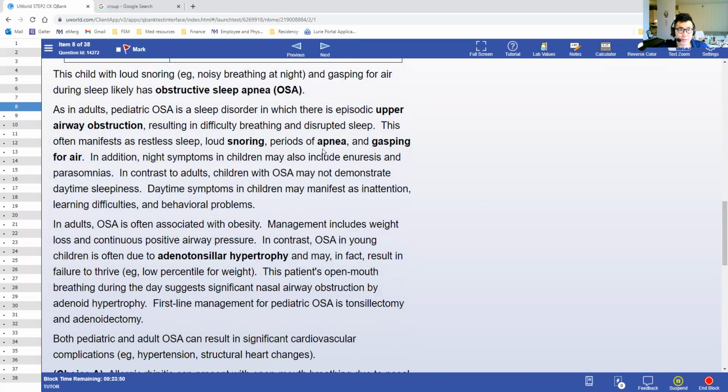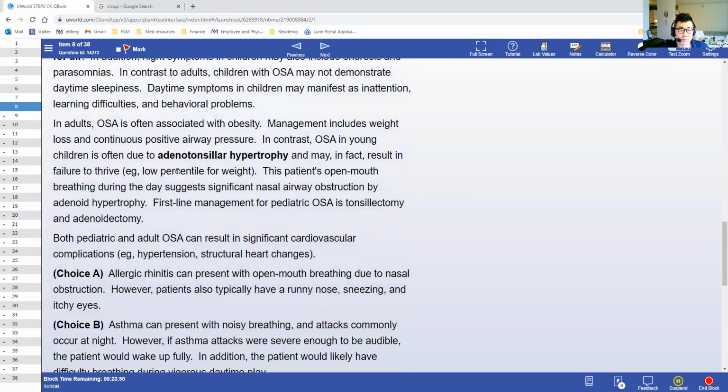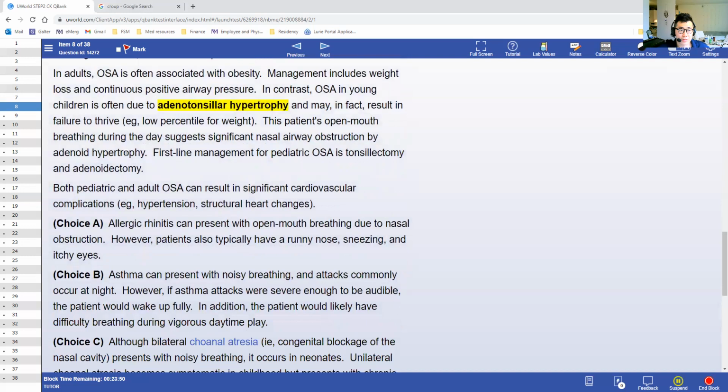Upper airway, apnea, gasping for air. Yeah, adenotonsillar hypertrophy, right? Adenoid hypertrophy. Okay, I see. Because this is not really related to relaxation of the muscles, the children need to breathe using their mouth during the day as well.